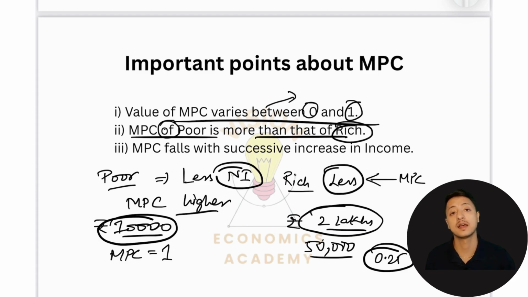So that is what MPC is all about, and we'll continue with the propensity to save portion also in the next class. As I've already told you right at the beginning, I'm dividing this chapter into various segments. So in the next episode, we will be dealing with the saving functions, that is propensity to save, average propensity to save, and marginal propensity to save.